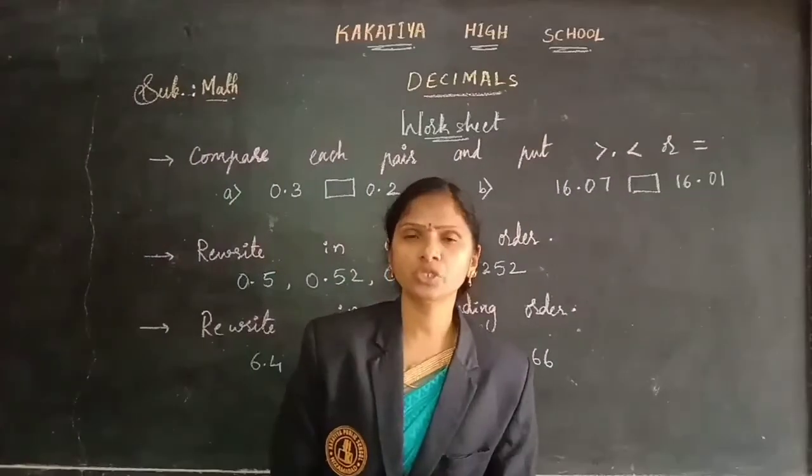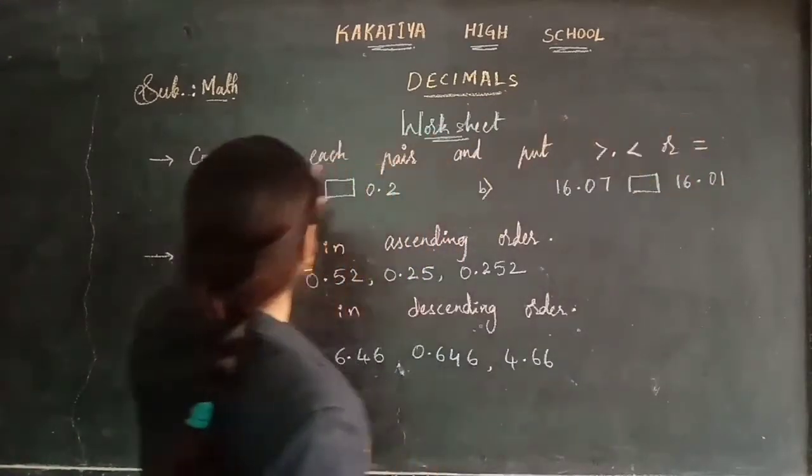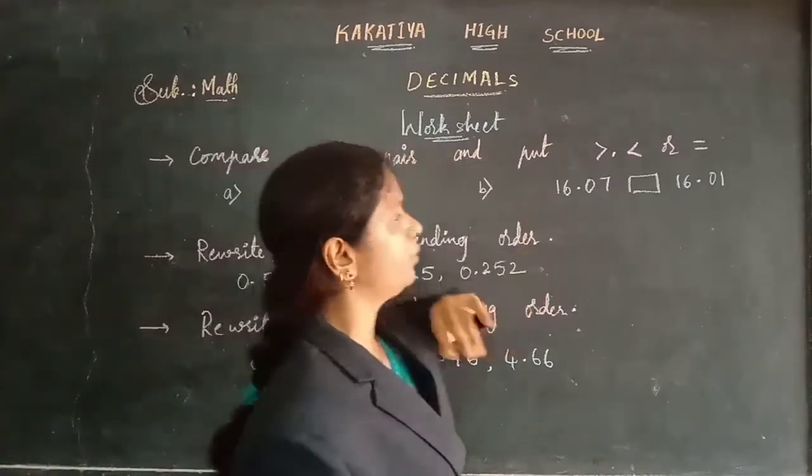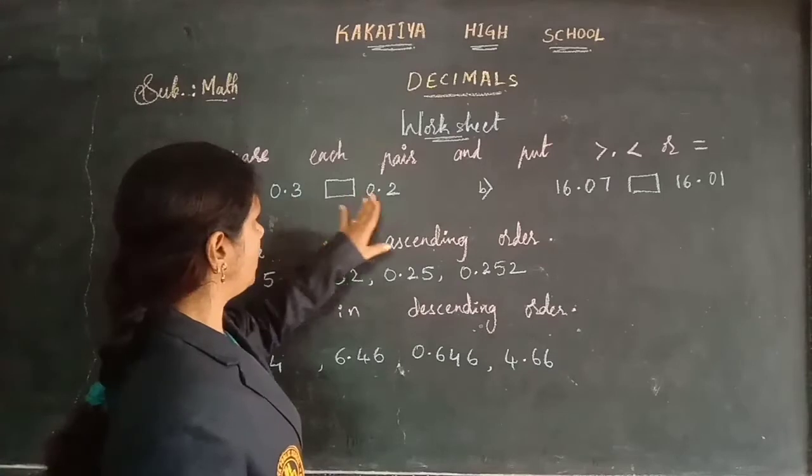Yes, children. I hope you understood the comparison of decimals, children. Let's do the worksheet on this. Come on, first compare each pair and put less than, greater than or equal. Here you see, first one 0.3 and 0.2.